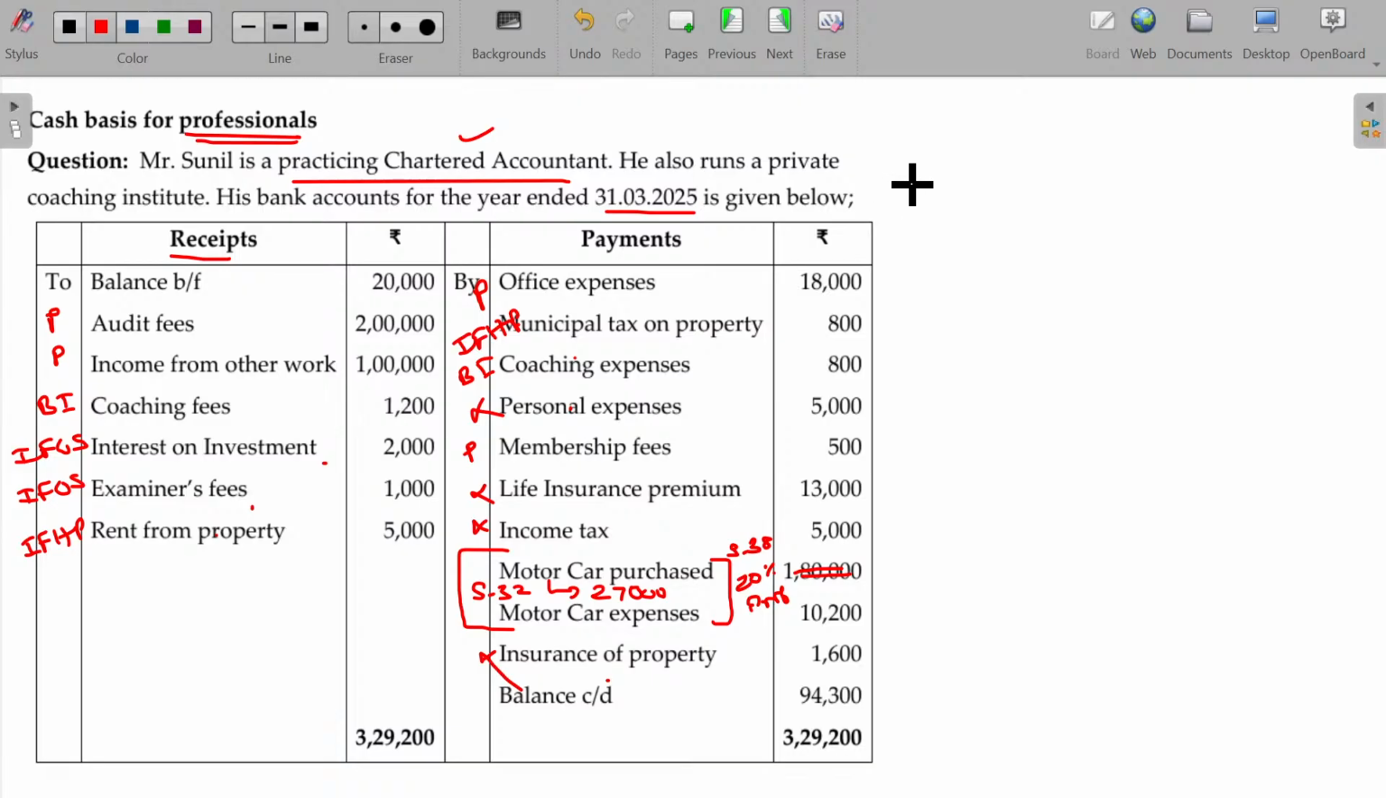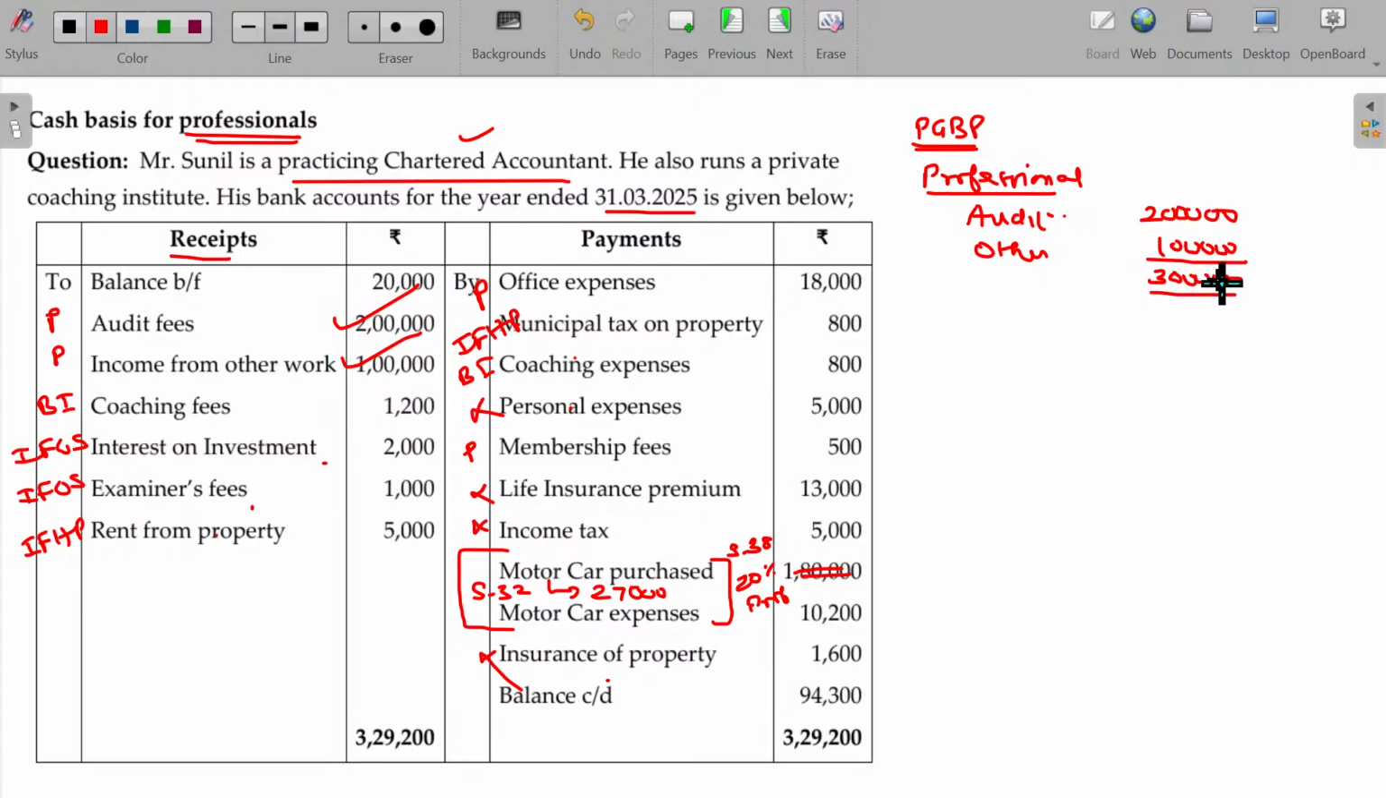Now start with the first one, PGBP income. First of all, professional, for audit purpose. How much is the income? 2 lakhs. And income from other professional work, 1 lakh. Total 3 lakhs. And expenses can be claimed.